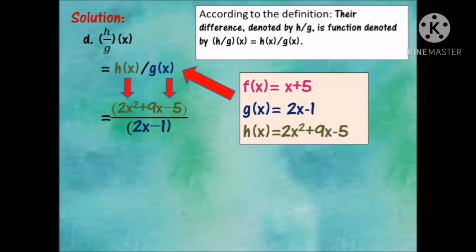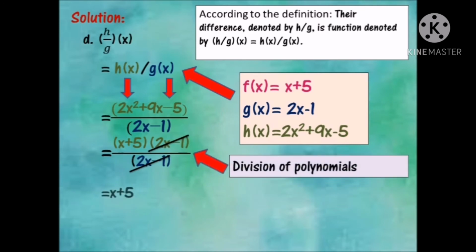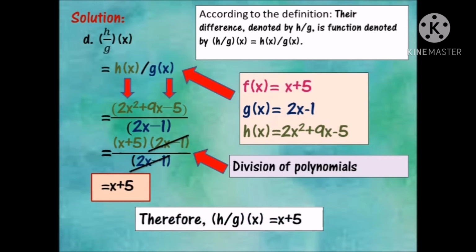So dito, magkakaroon tayo ng division of polynomial or simply factor out na lang natin yung numerator. So, the factors of 2x squared plus 9x minus 5 are x plus 5 and 2x minus 1. Then, rewrite natin yung denominator, which is 2x minus 1. Then, same naman yung 2x minus 1 natin sa numerator and sa denominator. So, cancel na lang natin siya. Ang natira ay x plus 5. Therefore, x plus 5 is the quotient of h over g of x.